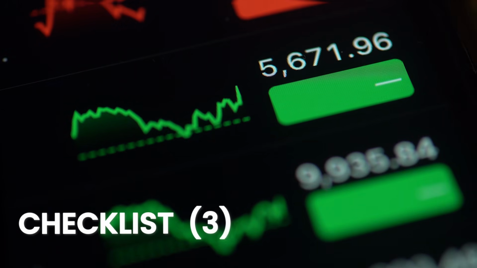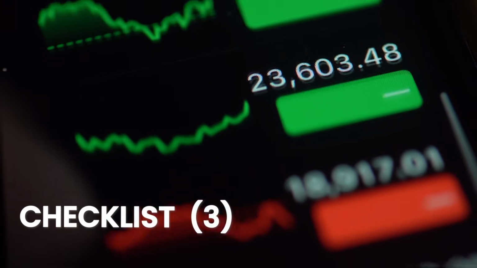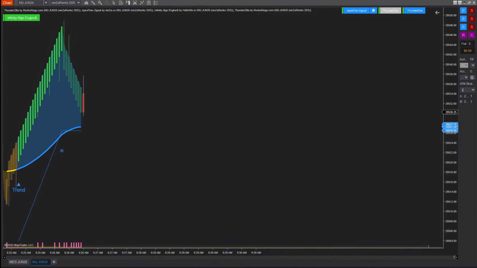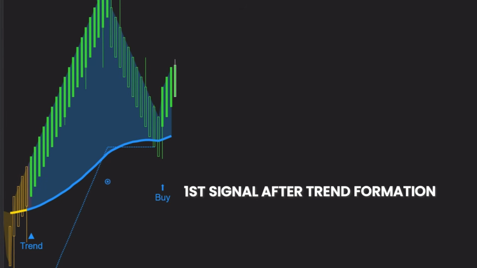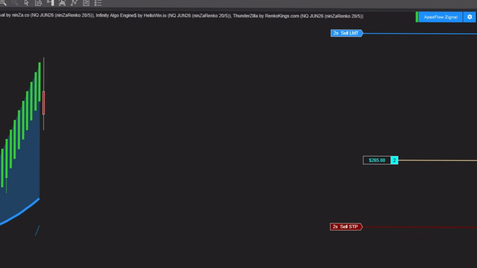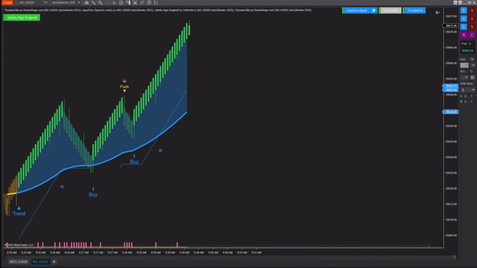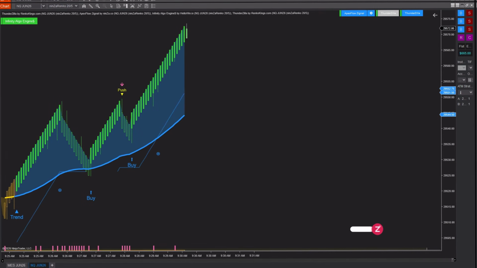And finally, checklist number 3, taking advantage of signals that appear at the beginning of a new trend. Here you can see the very first buy signal from ThunderZilla in a new trend. Setups like this usually have a higher level of reliability compared to signals that appear later in the trend. That's because this is only the first pullback of the move, a stage where sellers are typically not aggressive enough yet to push the market lower.